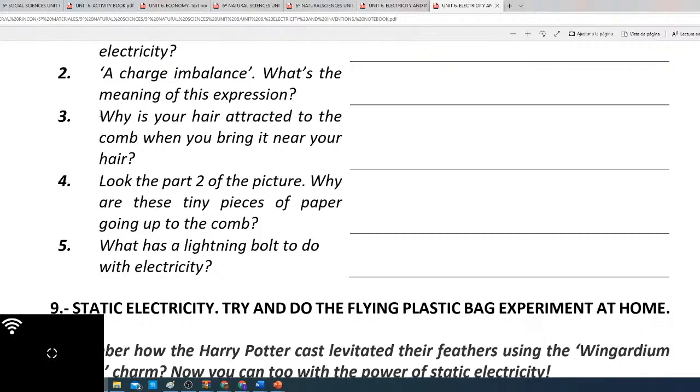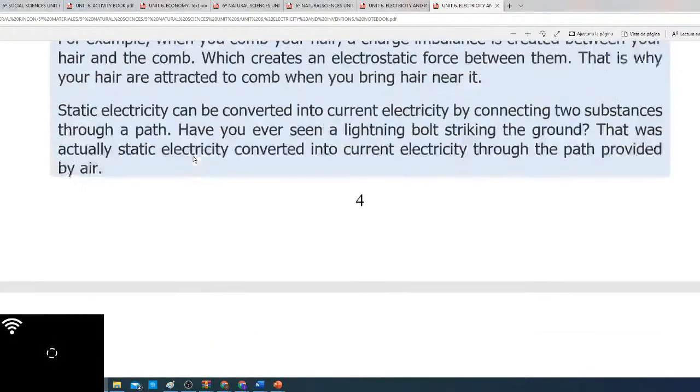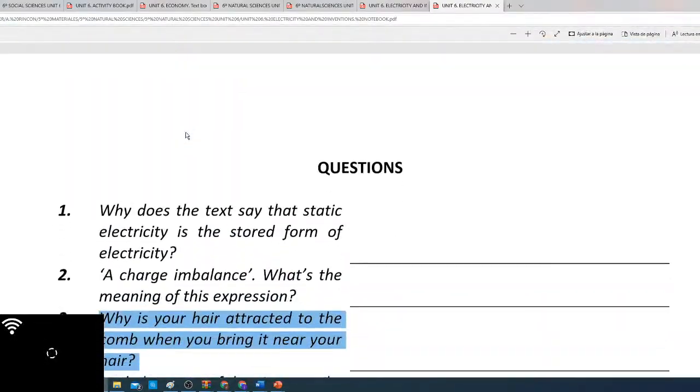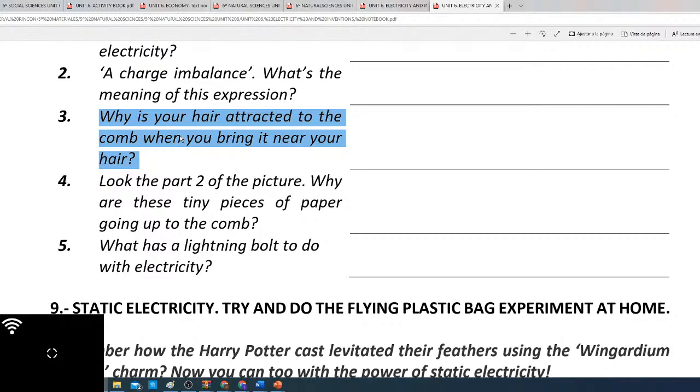Now, number 3. Why is your hair attracted to the comb when you bring it near your hair? And the answer is because your hair gets positively or negatively charged, and the opposite happens to your comb.